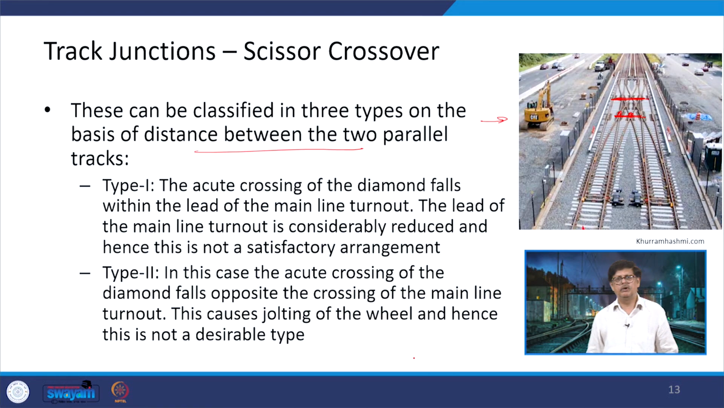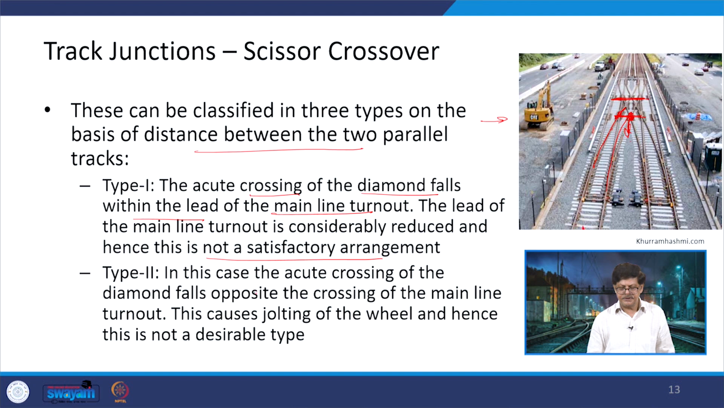So, what is type 1? Type 1 is where the acute crossing of the diamond falls within the lead of the main line turnout. So, whatever acute angle crossing of the diamond is there, it is falling within the lead. When we say it is falling within the lead of the curve, that means it is coming even on this side. When it is coming on this side, then this is not a satisfactory arrangement.